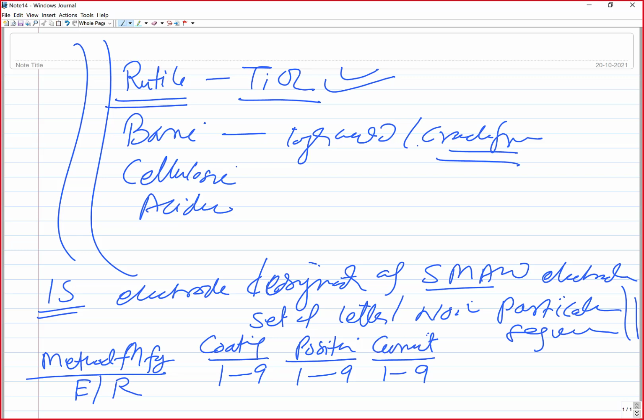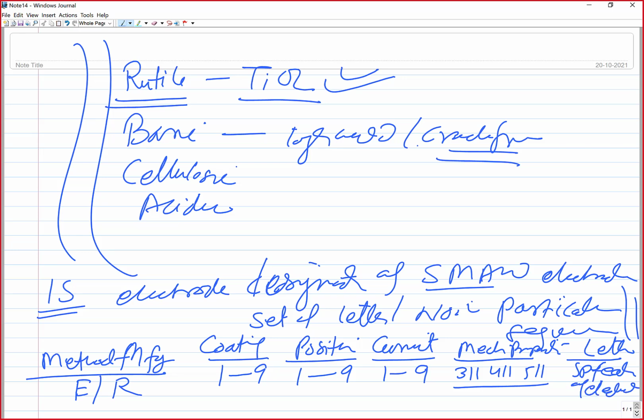To be used. It can be AC, DC, and its magnitude. Then we have a set of 3 numbers like 311, 411, 511. These indicate the set of mechanical properties of the weld metal. And in the end we have again letters for special characters or special features of the electrode, like this. Okay, so for electrode designation, it is required that these letters and numbers are written in a particular sequence.